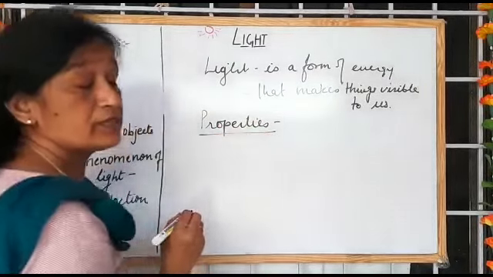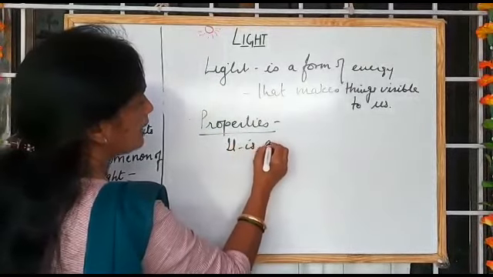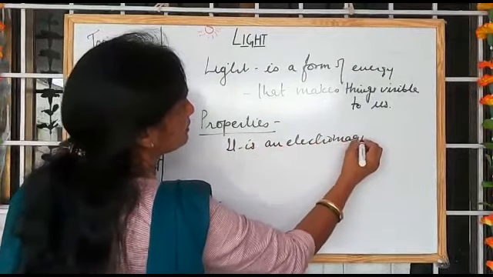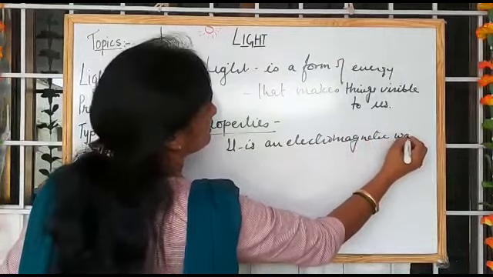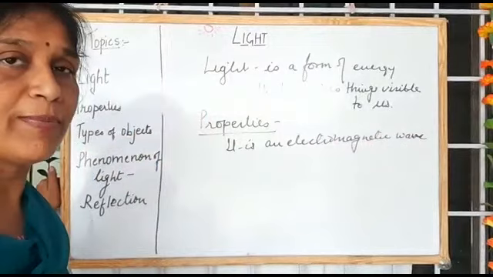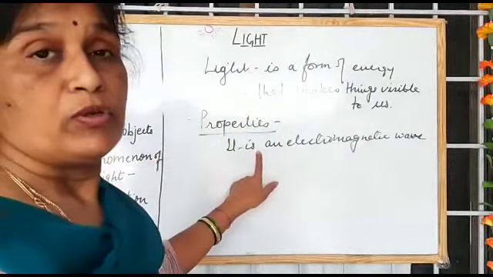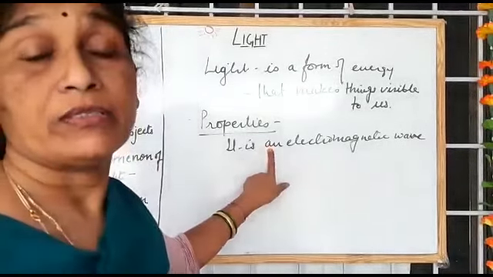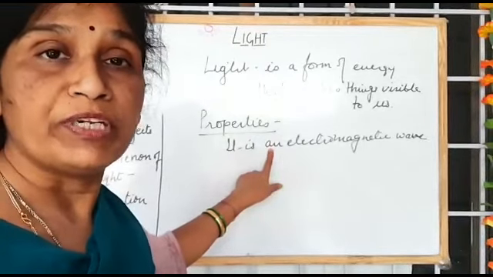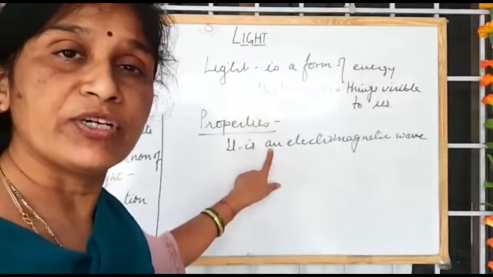So, the first and an important property of light is that it is an electromagnetic wave, or I can call it radiation. It's an electromagnetic radiation. Now, because of this nature, it's electromagnetic in nature, it is able to move without a medium. Means no medium is required for light to travel. It means it can travel in vacuum.